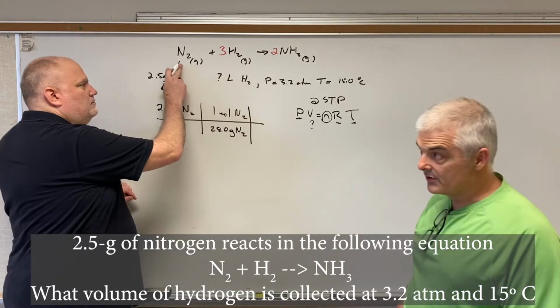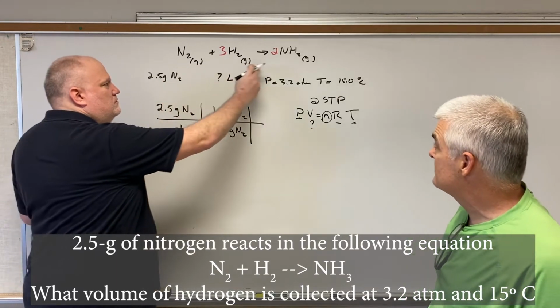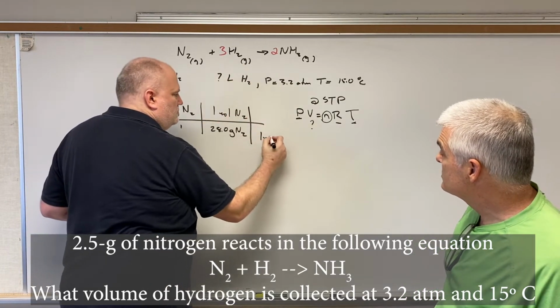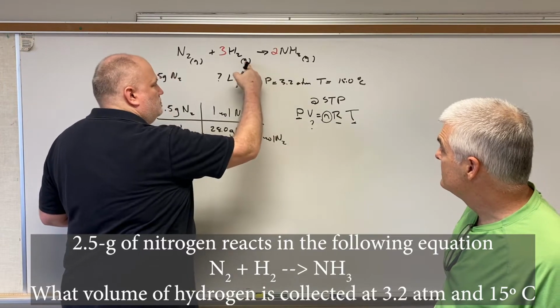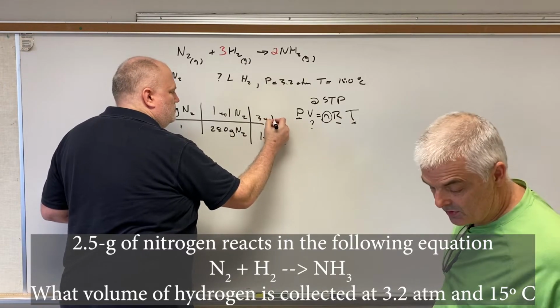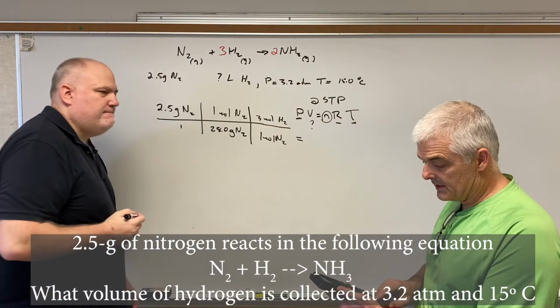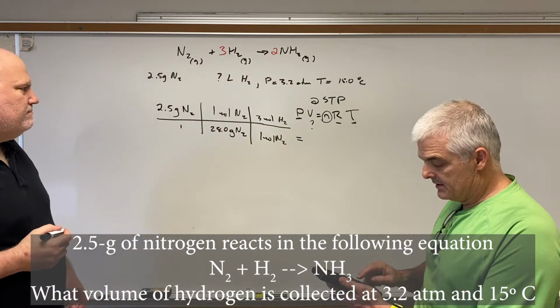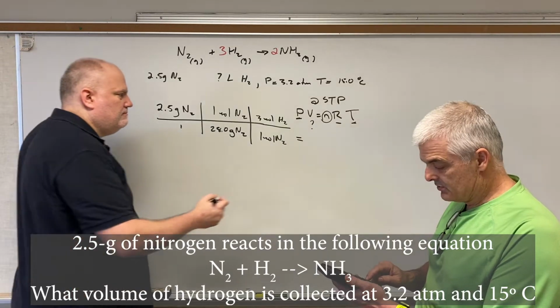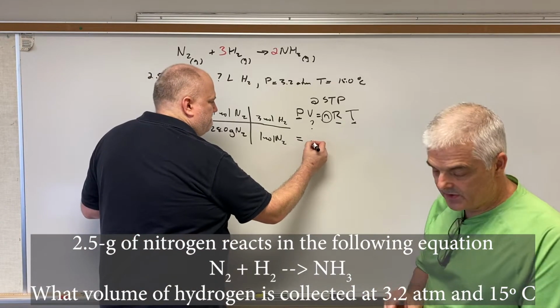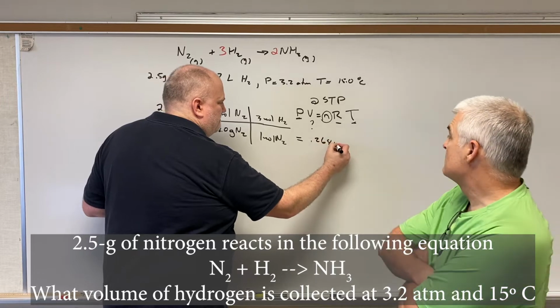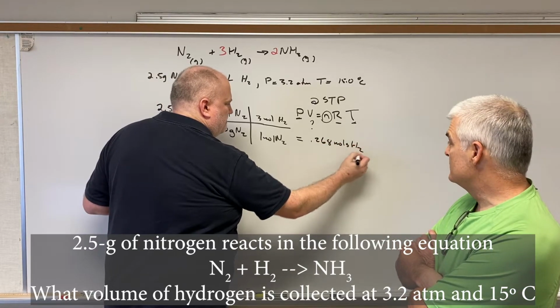And that's from the coefficients. So moles N2 goes in the bottom: 1 mole N2 and 3 moles hydrogen. And so that's it. That's our moles, so that's n in PV equals nRT. Let me get the calculator going here. 2.5 divided by 28 times 3. It's 0.268. So that's the moles now of the hydrogen.